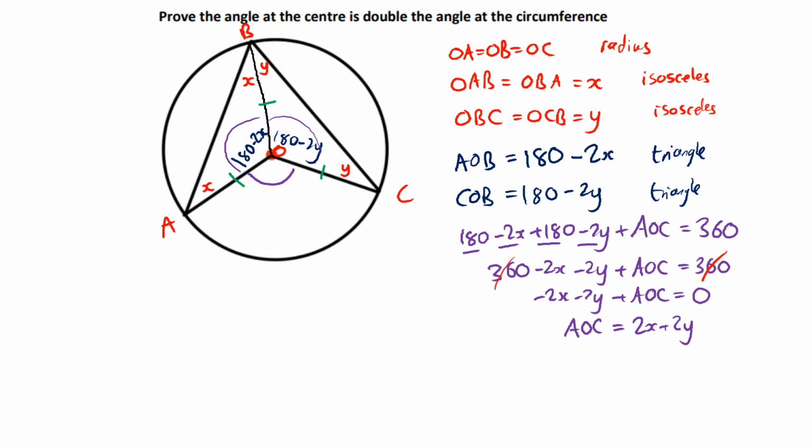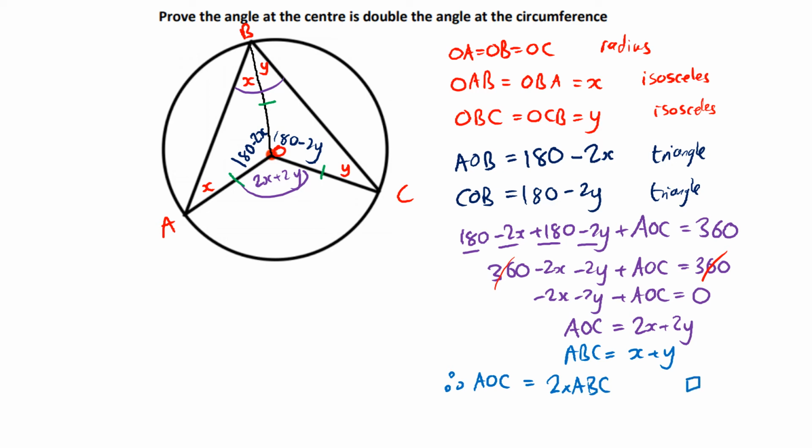Now, we're basically done now, because what we've shown is that the angle at the center is 2x plus 2y, and the angle at the circumference is x plus y. So let's state that. We can say that ABC is equal to x plus y. So therefore, AOC is equal to 2 times ABC. Proof made. Boom, another circle theorem down.